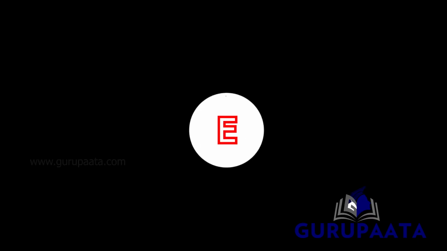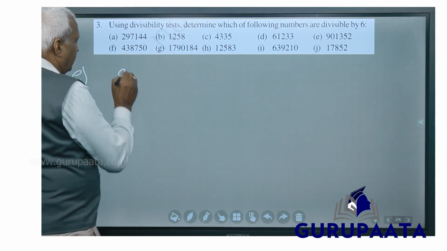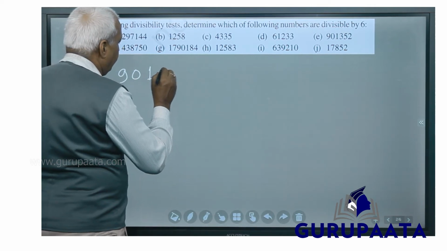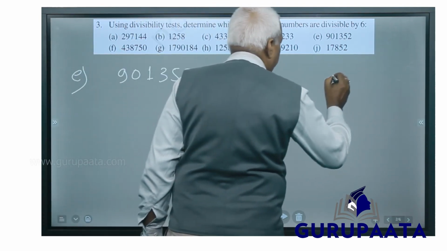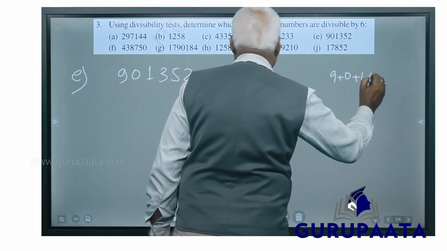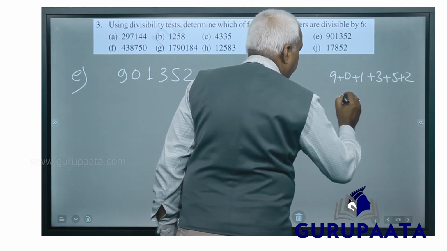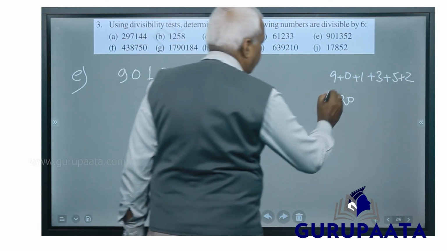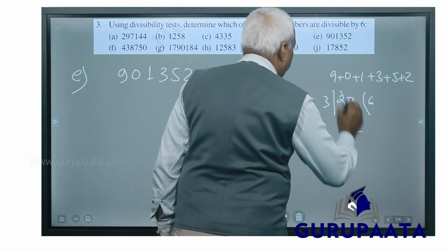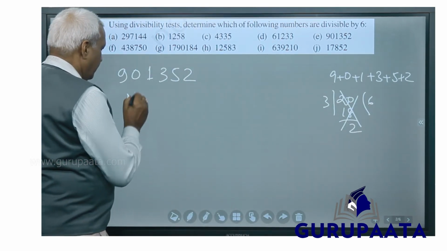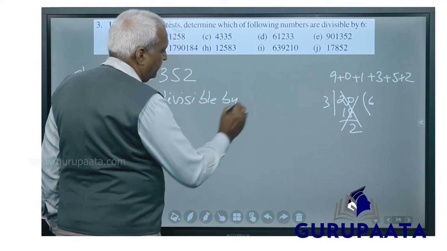Understanding? We will go for E, 901352. Find out the sum: 9 plus 0 plus 1 plus 3 plus 5 plus 2. It is coming 20. 20 divided by 3, the remainder is there, so not divisible by 6.